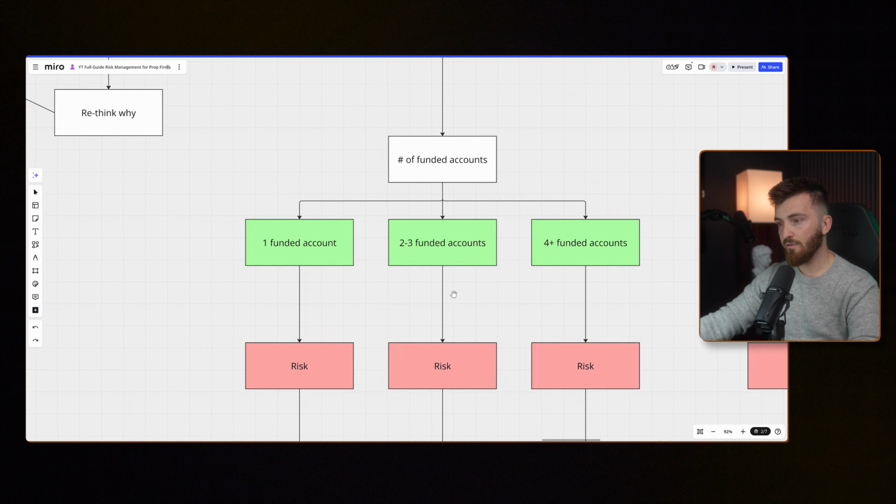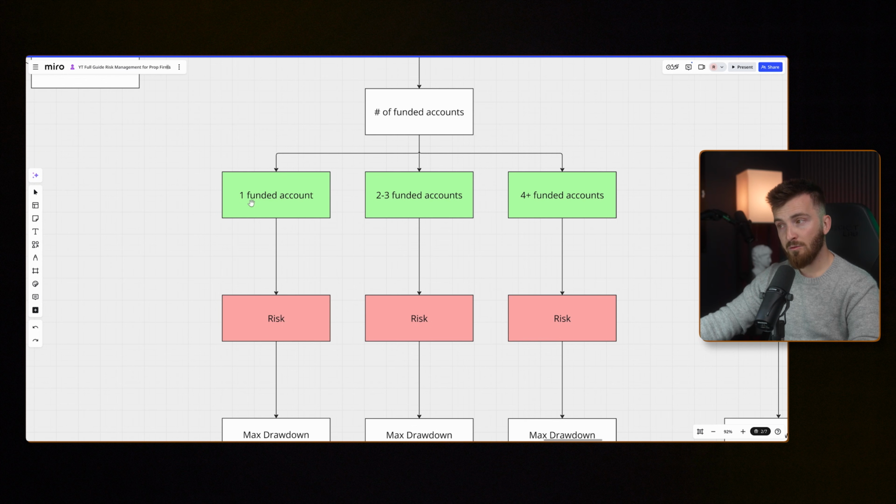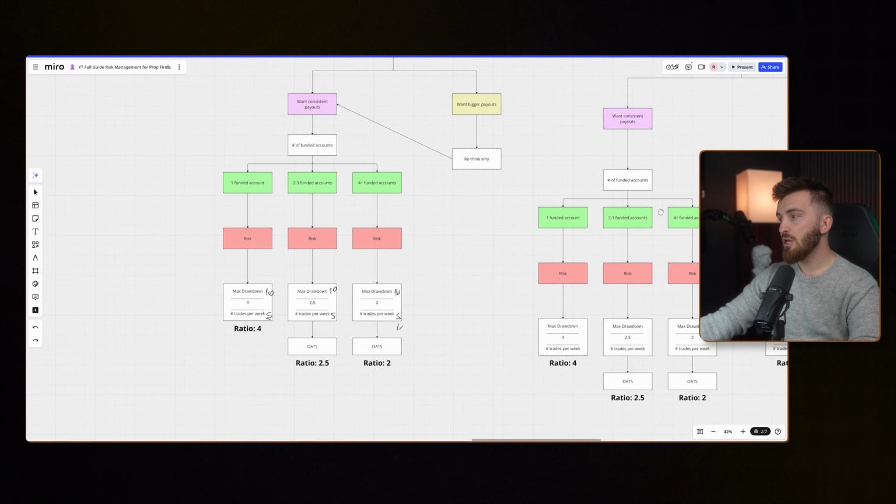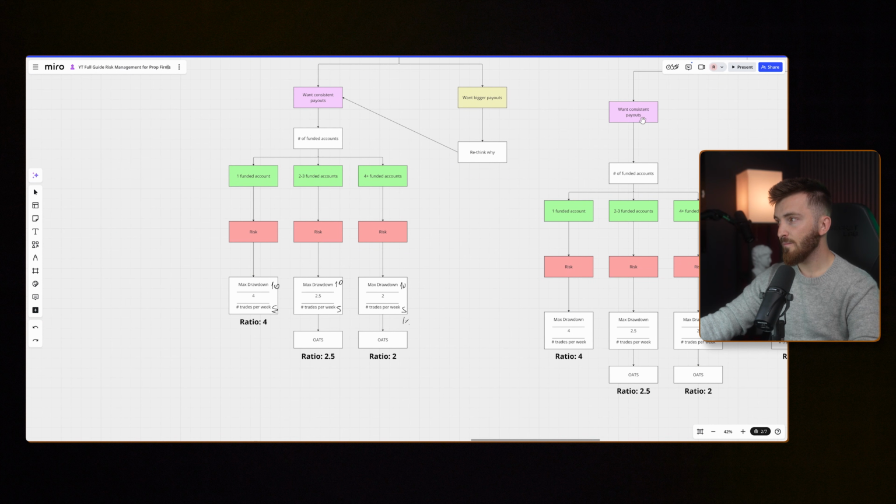Doesn't matter how, right? And by the way, the OATS system and the consistent payouts is what I recommend to a lot of funded traders inside of Funded Trading Blueprint. So do keep that in mind. Now, it all depends on the number of funded accounts. If you have 1 funded account, 2 to 3 funded accounts, or 4+. So once again, you want consistent payouts, right? And you already got previous payouts.